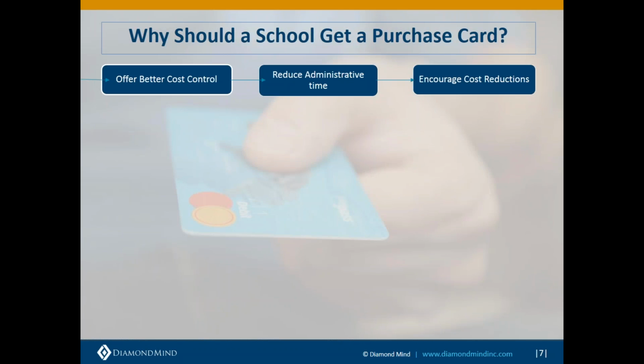All right, so let's take a look at some of the reasons why a school should get a purchase card. One, we want to offer better cost control. We want to reduce administrative time, and we want to encourage cost reductions.